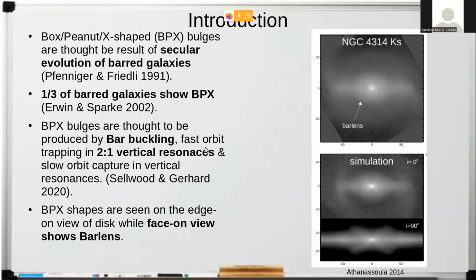Or it has been shown to be due to the orbital trapping in the 2:1 vertical resonances, which can be at fast pace and the slow pace. And these details are discussed in this paper.